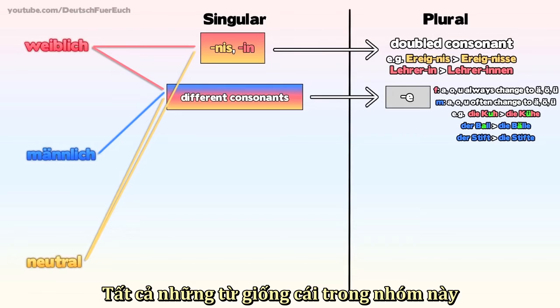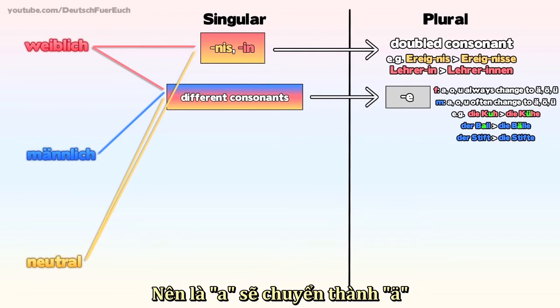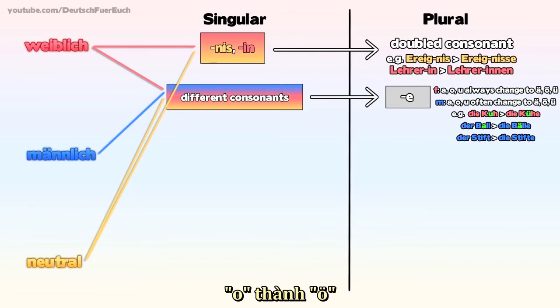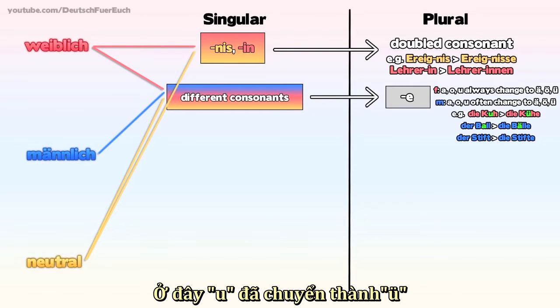And in all female words in this category, this always results in the first a, o, or u in the word changing to the corresponding umlaut. So an a changes to ä, an o changes to ö, and an u changes to ü. So the example I picked here is Kuh, which means cow, and when pluralizing this changes to Kühe, so the u changed to an ü.